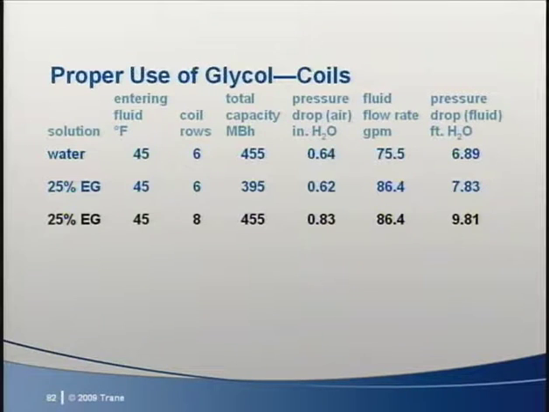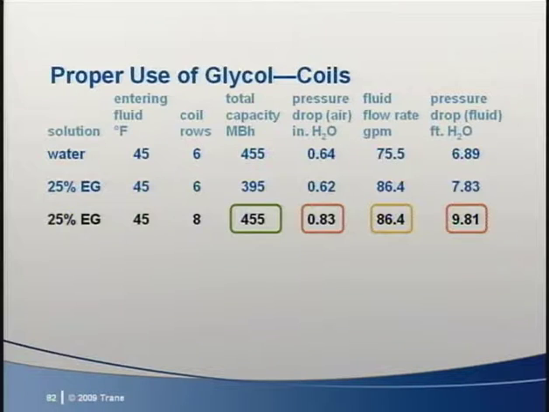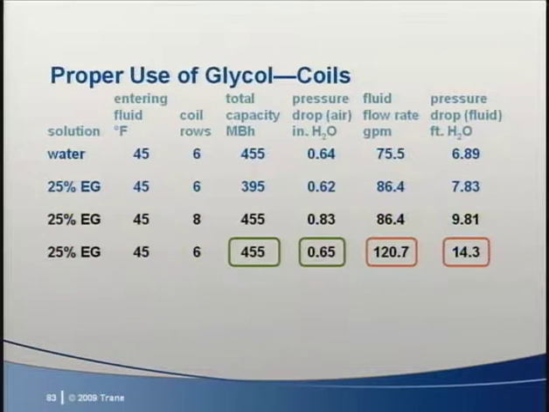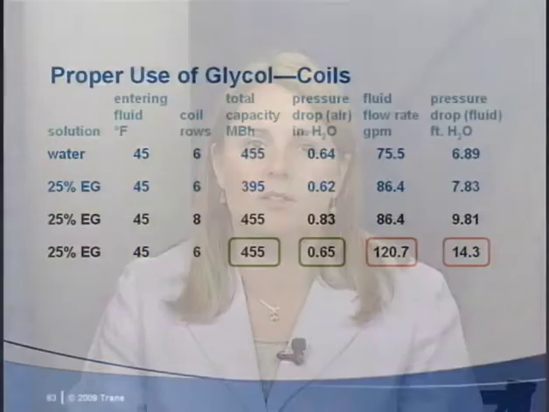If this coil is being selected for a new installation, one way to get the desired capacity is to increase the surface area. Going from 6 to 8 rows returns the capacity of the coil. This approach increases the air and fluid pressure drops. Another thing we can do is increase the flow rate. This avoids any increase in air pressure drop, but results in an even higher fluid pressure drop and pump energy than the previous choice.